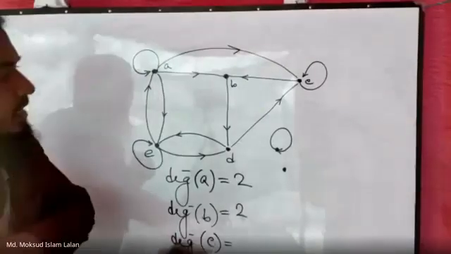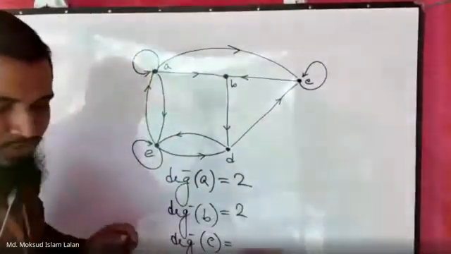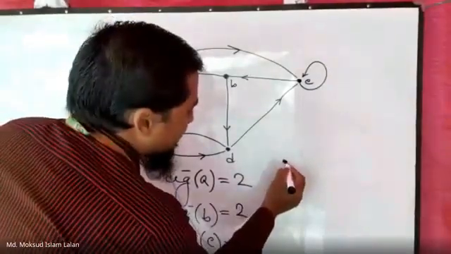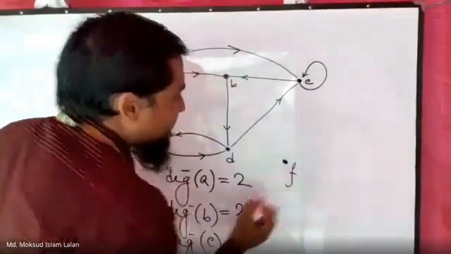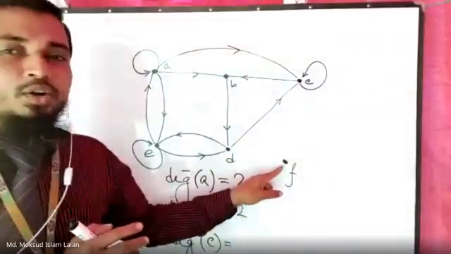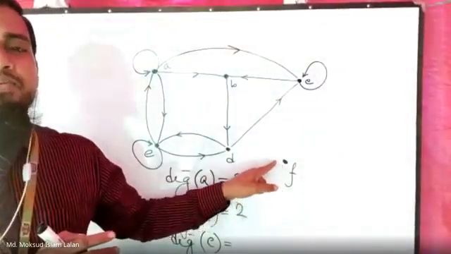Oh, another vertex is given. Oh, sorry, dear student. Another vertex is given, I mean F. Okay. Now this is a complete graph. This dot also, this vertex also is given.